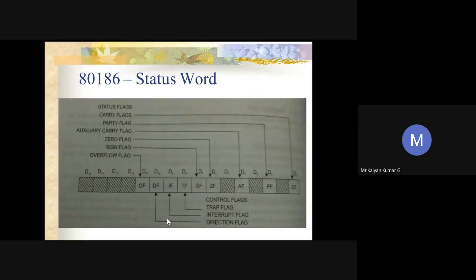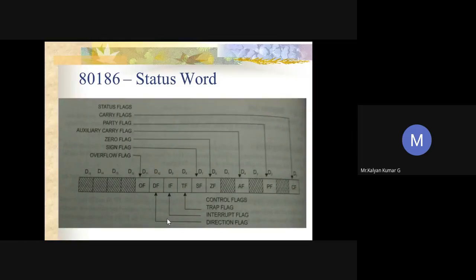So the sign flag will be set if the result is negative, or you can say that if the MSB, the higher order bit, is 1. It will be reset if the result is positive, or the MSB is 0. All this comes under status flags. And one more status flag is there, at bit 11 position: the overflow flag. It is also a status flag.